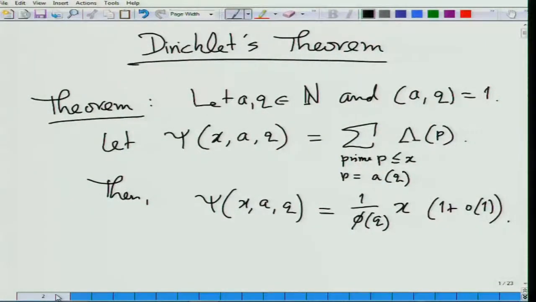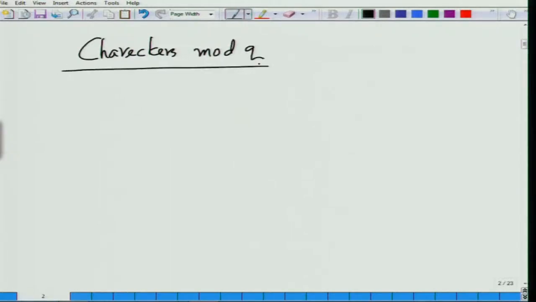The difference is that now this becomes a messier sum, because we are counting only primes which are A modulo q, not all primes. So, we need some way of just pinpointing primes A modulo q. So, for that we will add some new ideas into this and then follow essentially the whole methodology. The new idea, well, there is only one new idea: characters modulo q.